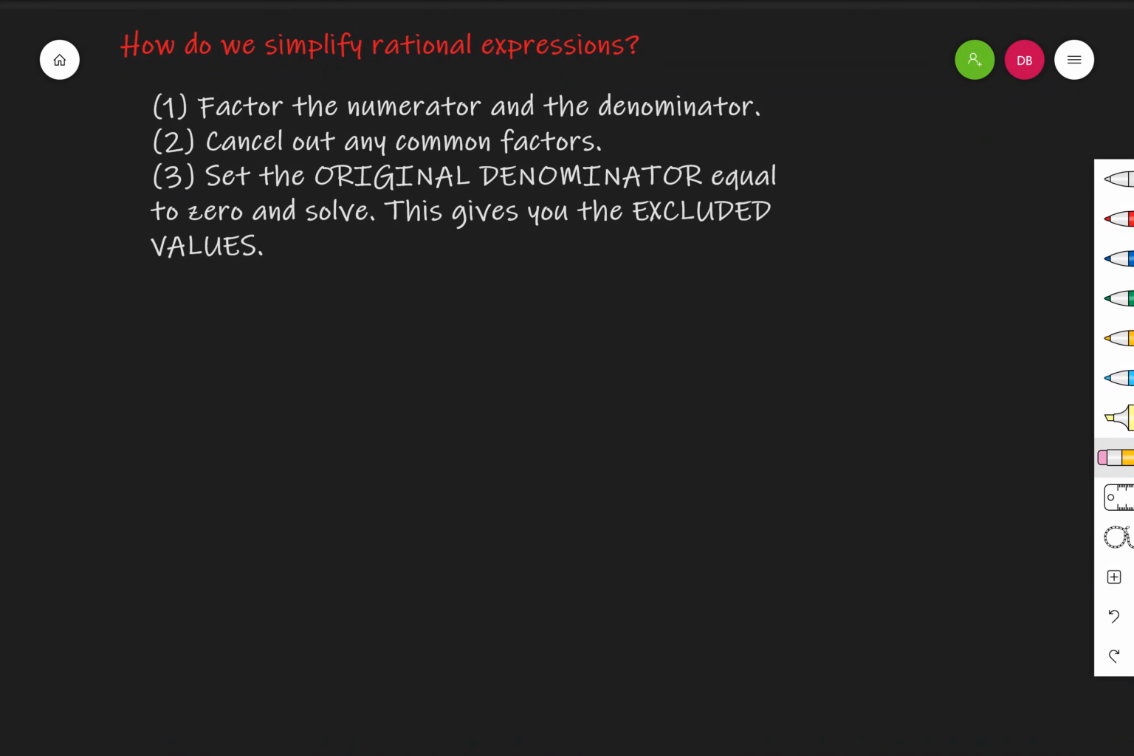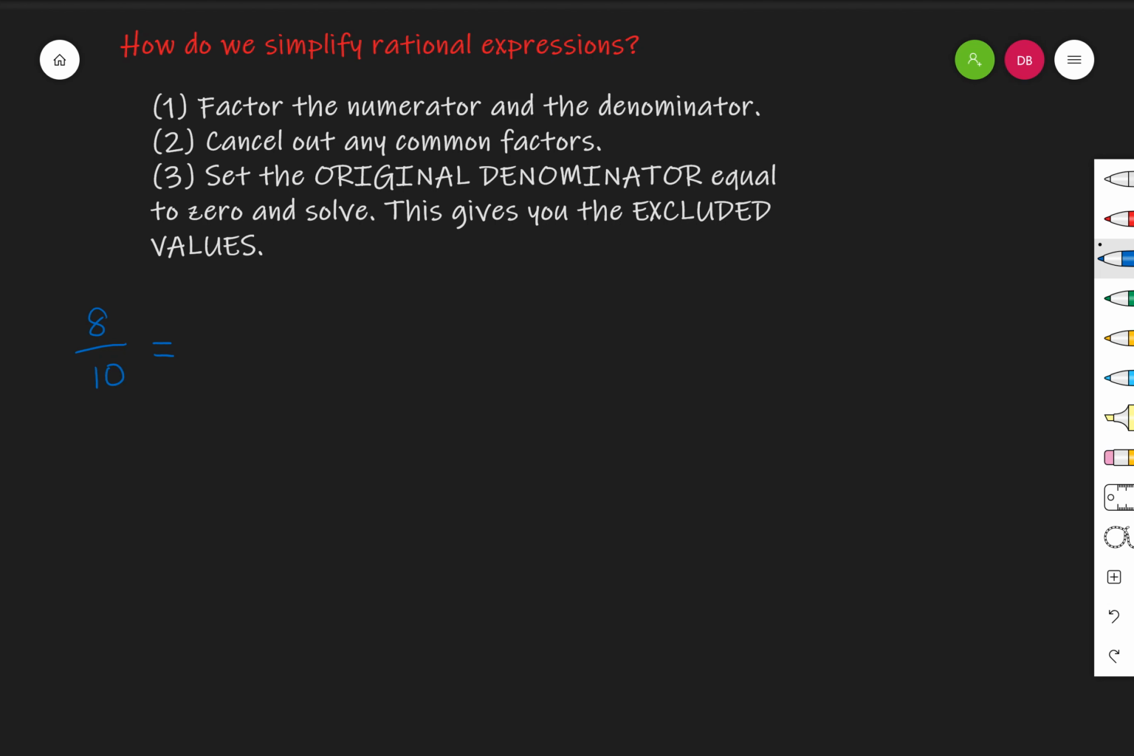So the next thing we're going to talk about is how to simplify rational expressions. Remember, rational expressions are just anything that can be expressed as a fraction. So the steps that we're taking here are actually the same steps we would take if we just wanted to simplify a fraction. So for example, if we wanted to simplify the fraction 8 over 10.